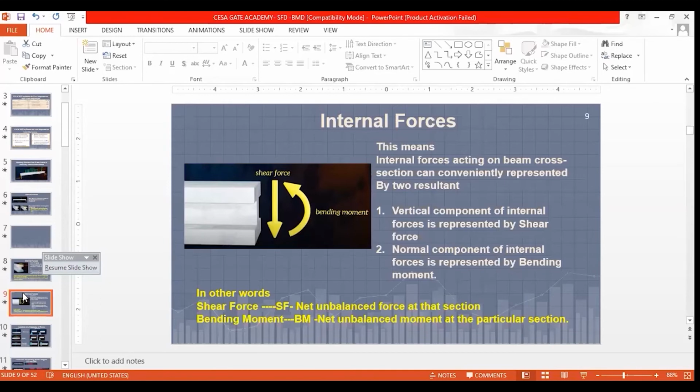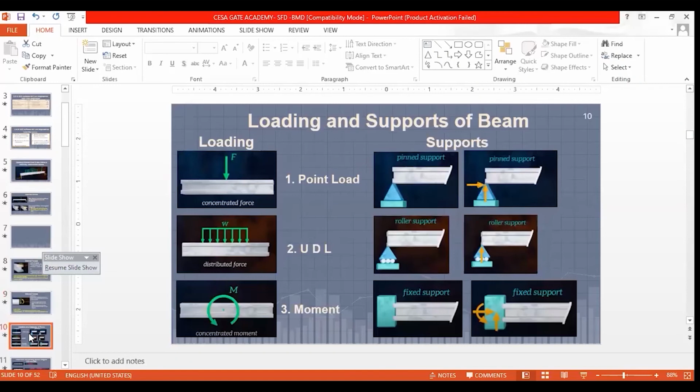Or in other words, if we want a definition in a few words: if you select any section along the length of the beam, at that particular point, and want to find out the net force acting on the beam, that net force is nothing but the shear force. And if you try to find the net unbalanced moment at that particular section, that is nothing but the bending moment.